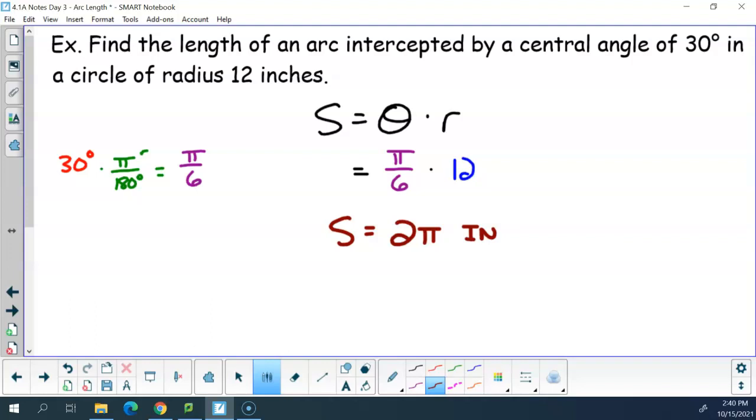Which is a lot cleaner than 6.283. When will we have pi on the bottom? Oh, I would never go on the bottom. Now, when we're changing it into radians.